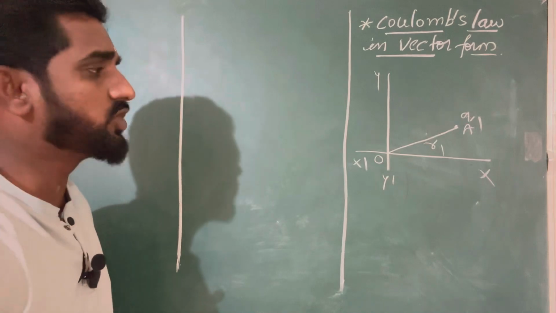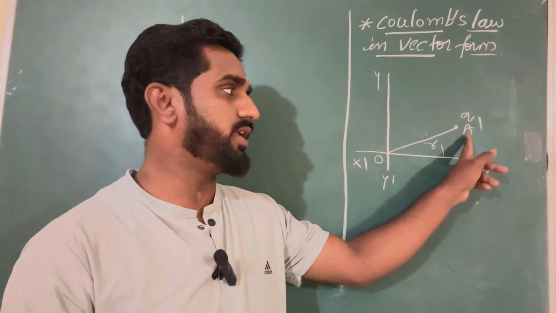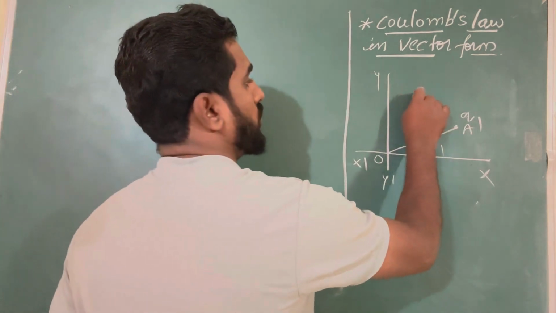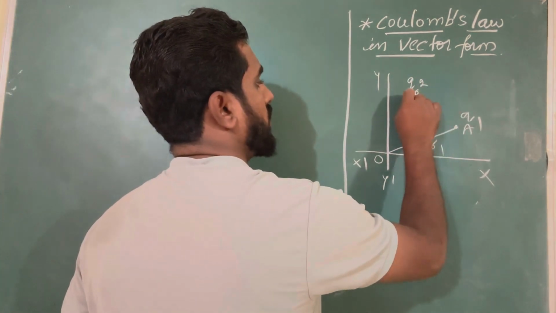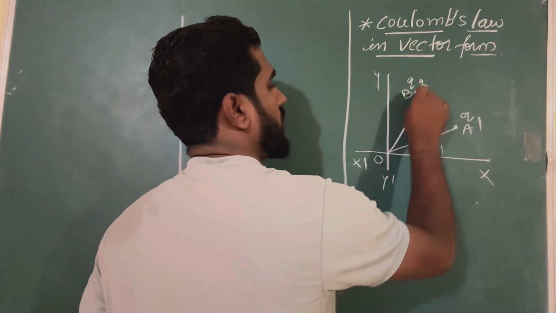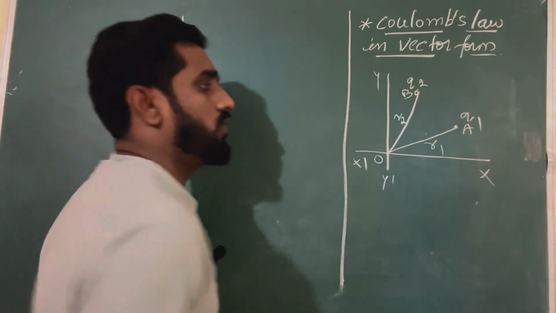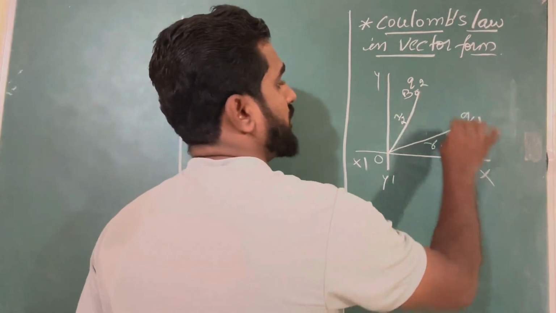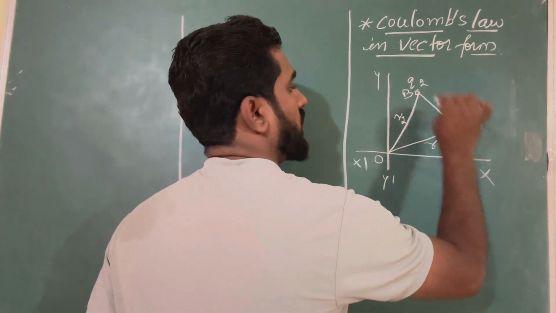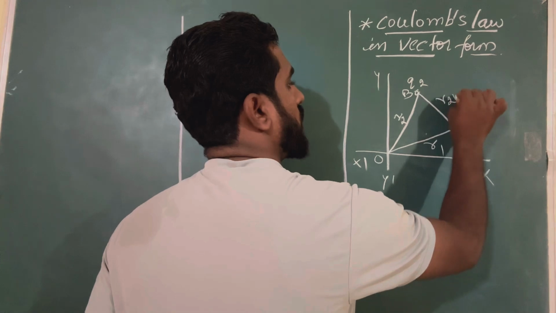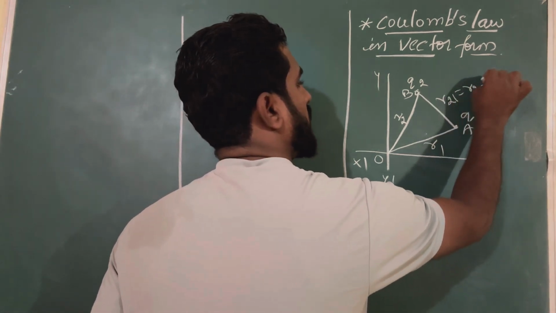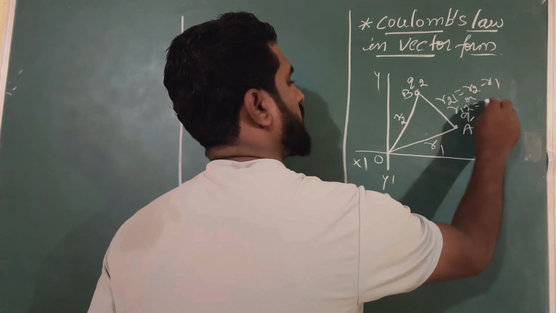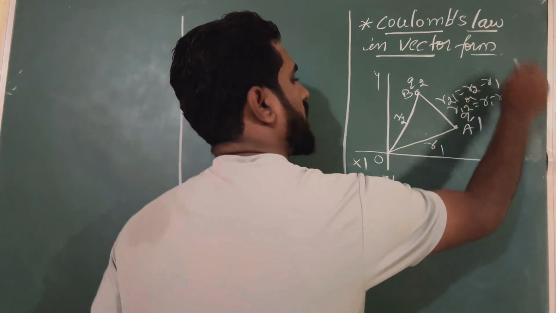So charge q1 is at point A, at a distance r1 from the origin. Similarly, charge q2 is present at point B, at a distance r2 from the origin. Okay, so the displacement between the two charges is r21 equal to r2 minus r1, or r12 is equal to r1 minus r2.